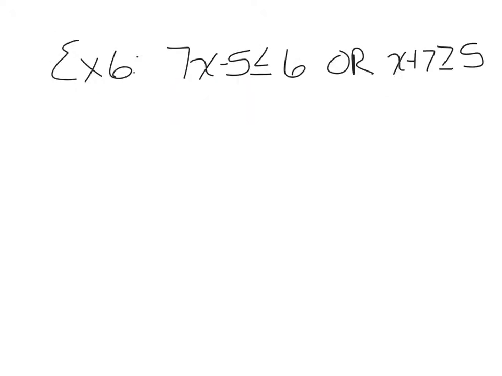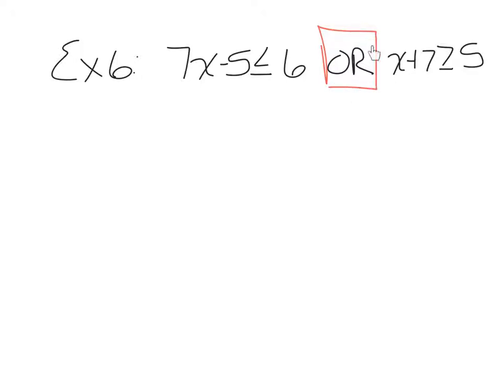Example 6 on page 9 says solve 7x minus 5 is less than or equal to 6, or x plus 7 is less than or equal to 5. So the first thing we're going to talk about is OR. The last examples we did were all AND, and AND just means that the solutions for x, the numbers that qualify to be x, meet both qualifications or both statements at the same time. It's the overlap when you graph.